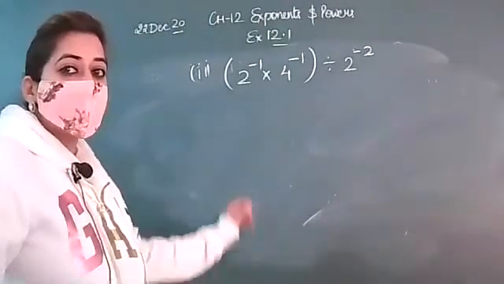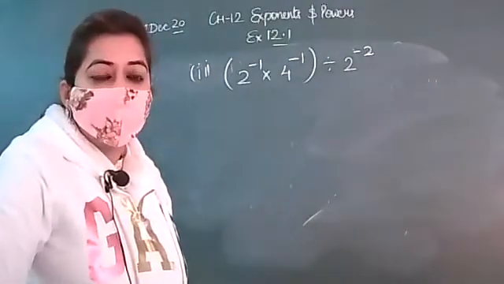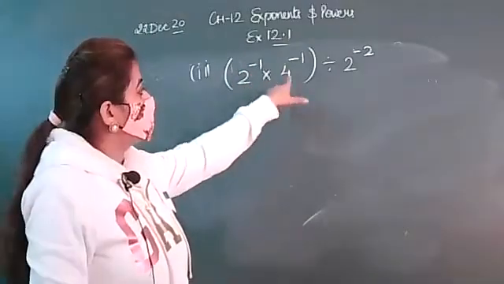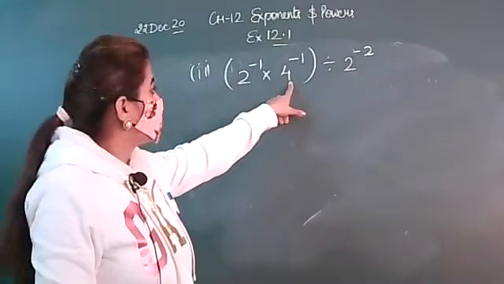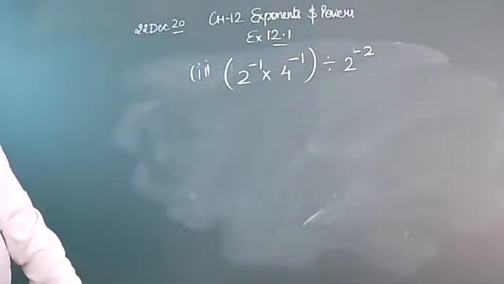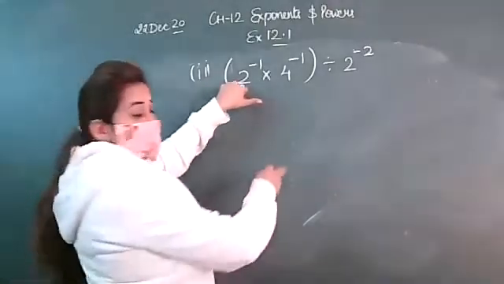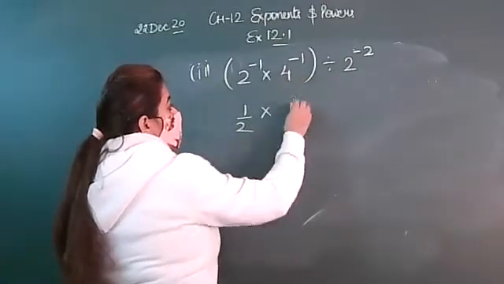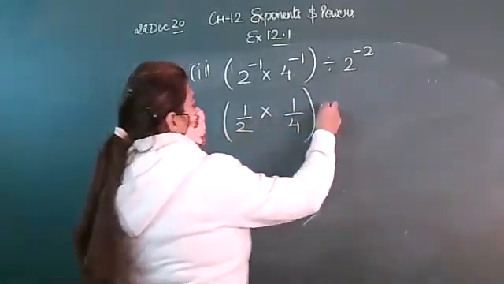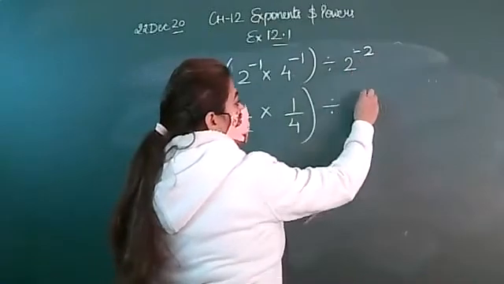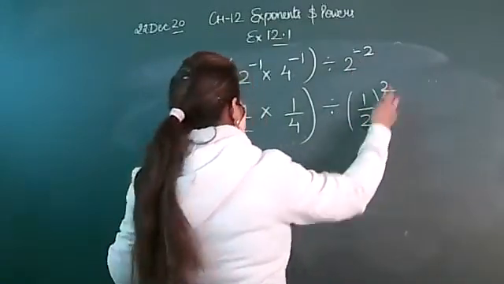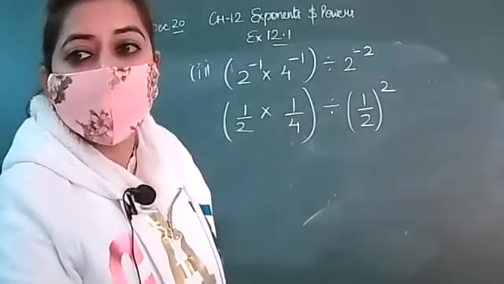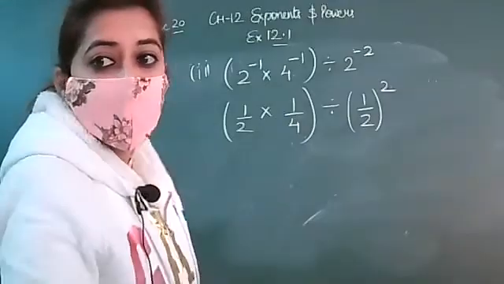Start this sum, beta. Try to solve this on your own. Negative power is there. So make the reciprocal of this term and then the reciprocal of this term. Both the terms are multiplying. If you make the reciprocal of it, it will become 1 by 2 raised to power 1. So no need to write the 1. Here, if you make the reciprocal, it will give you 1 by 4, divided by, make the power positive, it will give you 1 by 2 raised to power 2. Now solve this bracket first. Multiply this, that will give you 1 by 8.